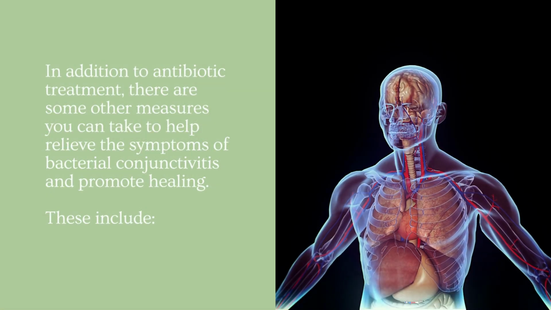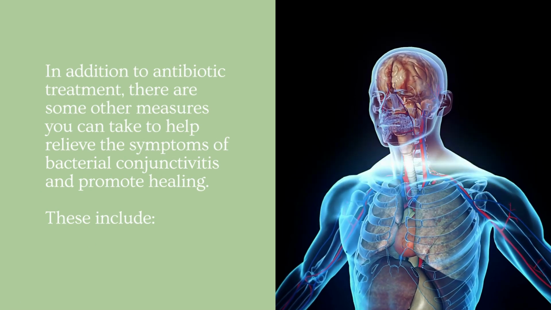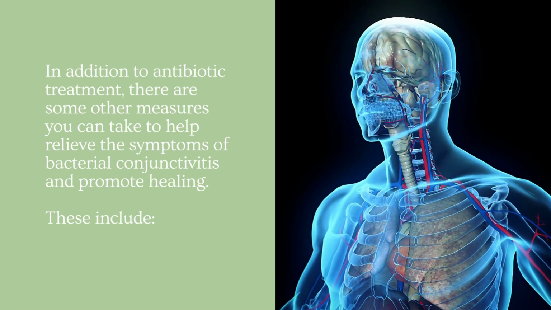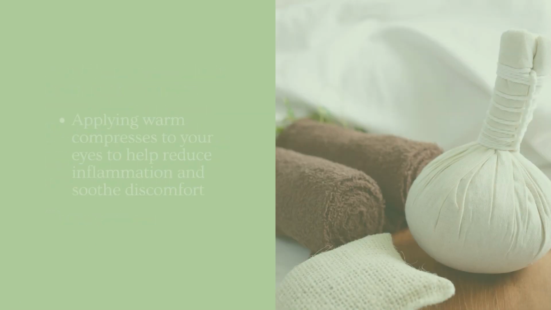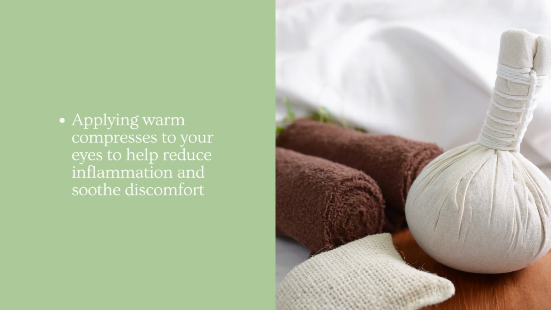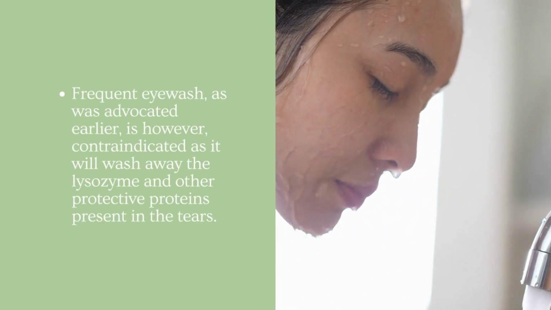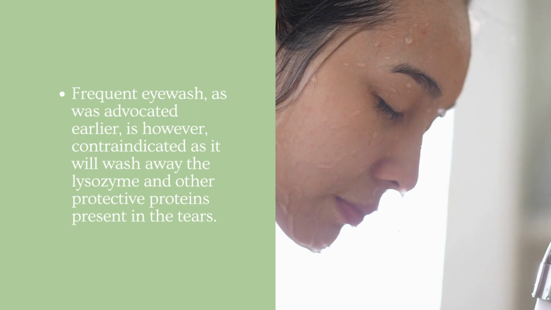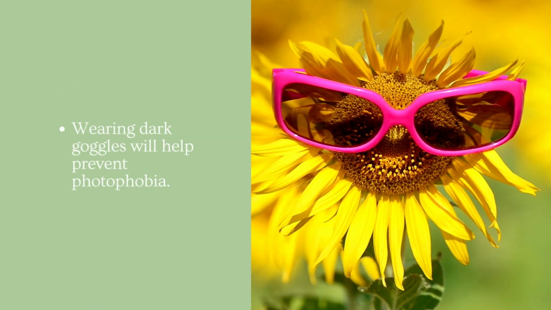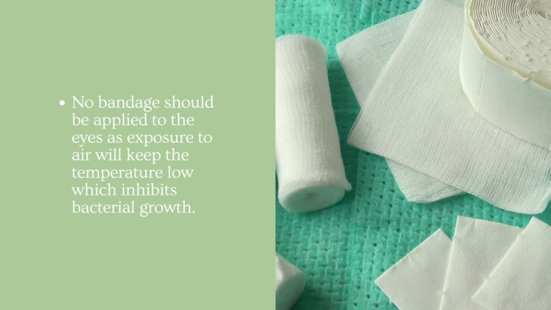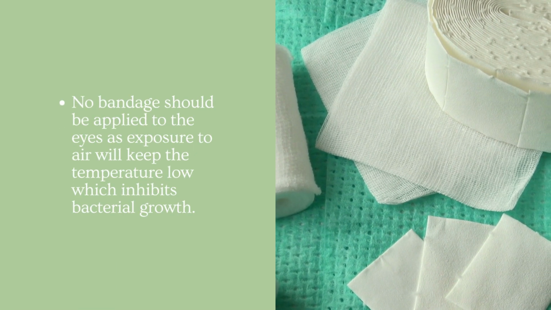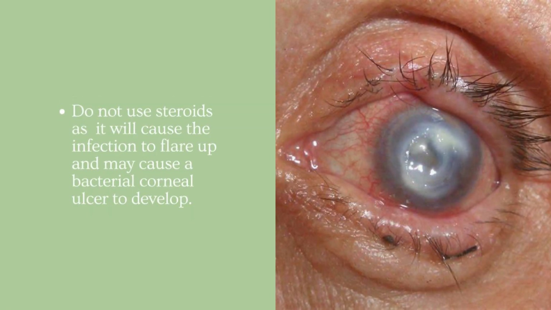In addition to antibiotic treatment, there are some other measures you can take to help relieve the symptoms of bacterial conjunctivitis and promote healing. These include applying warm compresses to your eyes to help reduce inflammation and soothe discomfort. Frequent eye wash, as was advocated earlier, is however contraindicated as it will wash away the lysozyme and other protective proteins present in the tears. Wearing dark goggles will help prevent photophobia. No bandage should be applied to the eyes as exposure to air will keep the temperature low, which inhibits bacterial growth. Do not use steroids as it will cause the infection to flare up and may cause a bacterial corneal ulcer to develop.